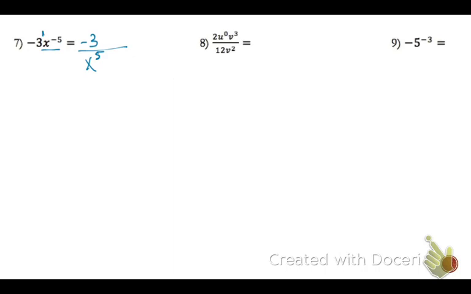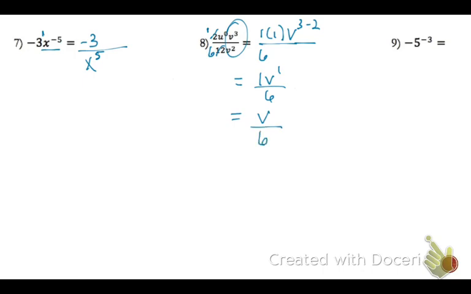All right, up top. Now I notice right away I have 2 and a 12, so I'm going to reduce that to 1, 6. I'm going to go ahead and write my 1 for now. U to the 0 power is 1. And then I have here v to the 3rd divided by v squared, so I can use my quotient property by subtracting those exponents. So I'll get 1v to the 1st power. And then I can just rewrite that. I don't need my 1 multiplier. Simply v over 6.